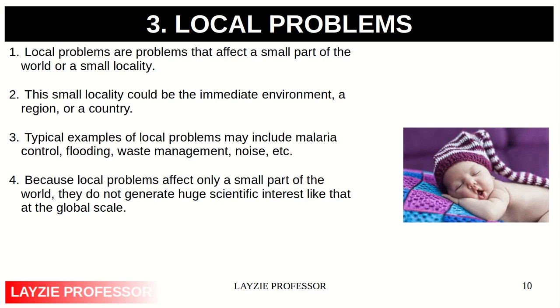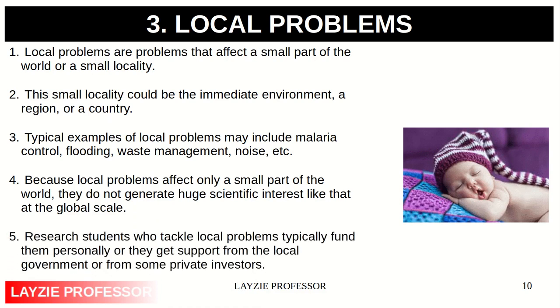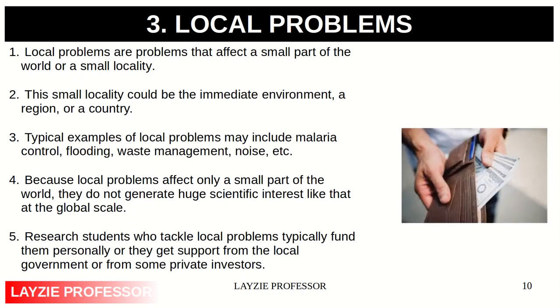And because local problems affect only a small part of the world, they do not generate huge scientific interest like what the global problems actually generate. Because of this, research students who set out to tackle local problems typically end up funding this kind of research personally themselves, or they could also get support from the local government in the area where they are solving the problem, or from some private investors. Like if it's a problem affecting, let's say, a company, the company may be interested in spending some resources to get the problem fixed through research. So this is it.